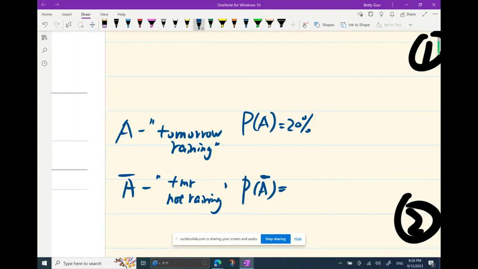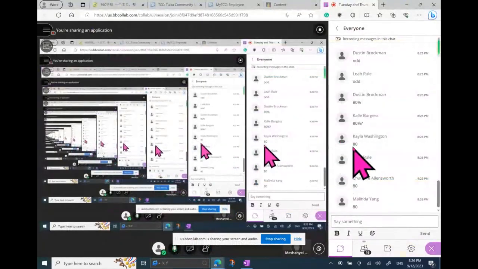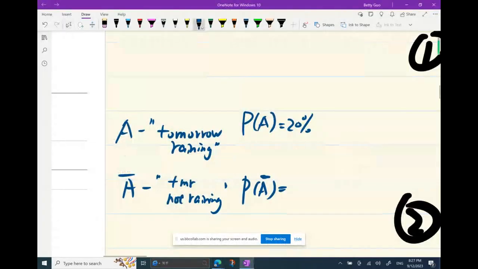If we know tomorrow the chance of raining is 20%, what is the probability of A bar? A bar is the complement. It's important that we know the name of those notations. It's not 80, it's 80%. You know why the percent is so important? Because remember, probability is a value between 0 and 1. 80 is too big, right? 20% converts to decimal 0.2. 80% converts to decimal 0.8.